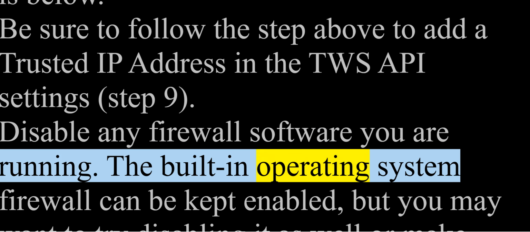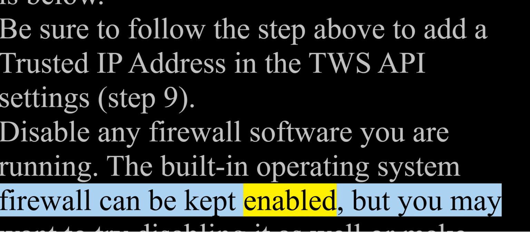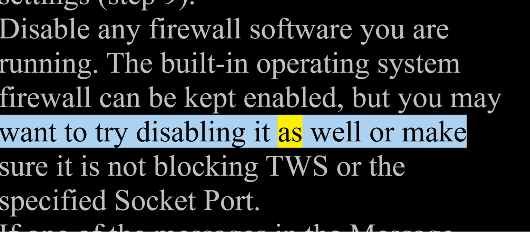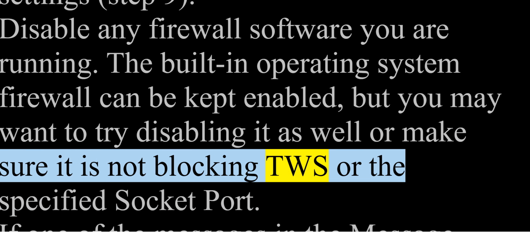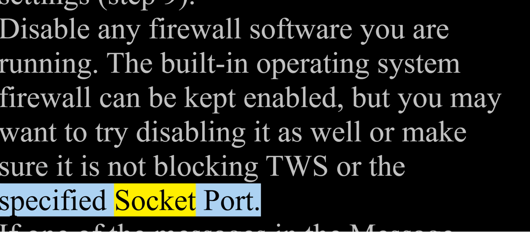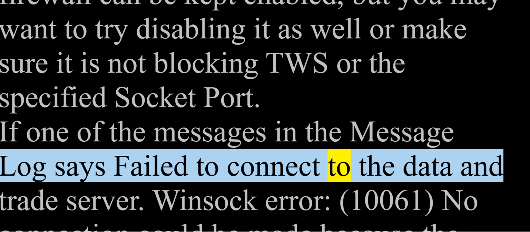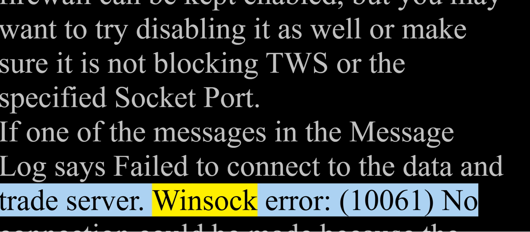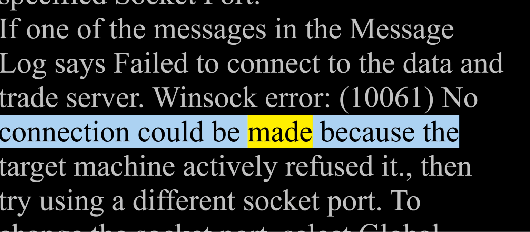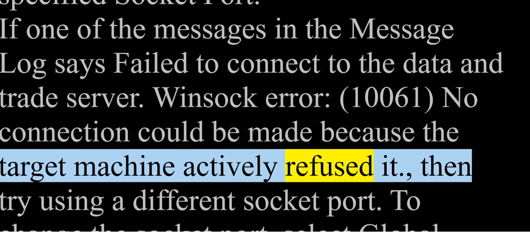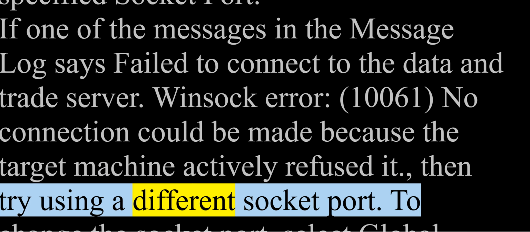The built-in operating system firewall can be kept enabled, but you may want to try disabling it as well or make sure it is not blocking TWS or the specified socket port. If one of the messages in the message log says Failed to connect to the data and trade server, WinSock error 10061, no connection could be made because the target machine actively refused it, then try using a different socket port.